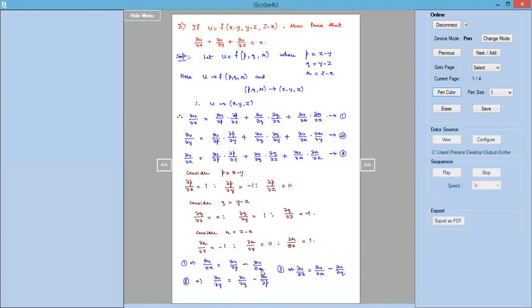Similarly, minus ∂u/∂r in the first one, plus ∂u/∂r in the third one, which get cancelled. ∂u/∂q in the second one and minus ∂u/∂q in the third one gets cancelled. So summing up these three, the required answer is equal to 0. We'll just consolidate that in the next page.